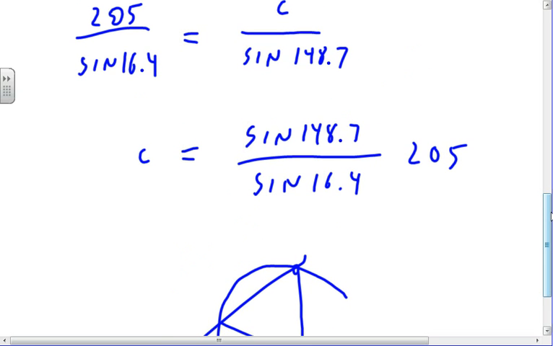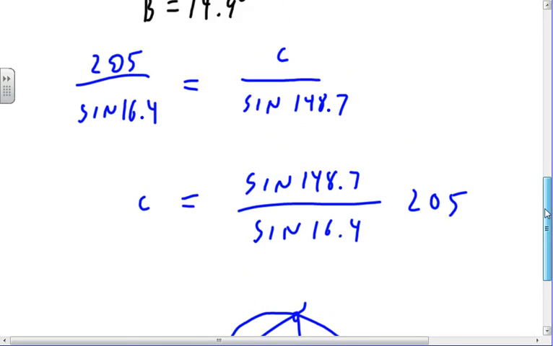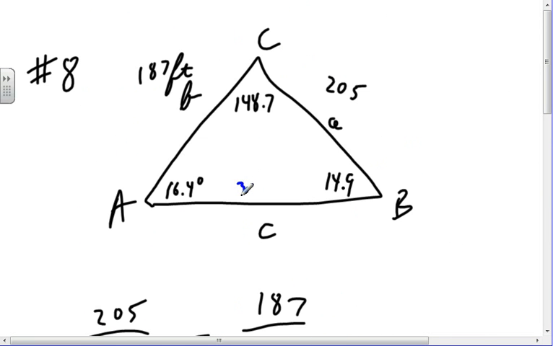All right, so let's look at C here. The sine of 148.7 divided by the sine of 16.4 times 205. Boom. 377. So we expect the biggest angle to be opposite the biggest side, and we expect the smallest angle to be opposite the smallest side. Looks like we're there.